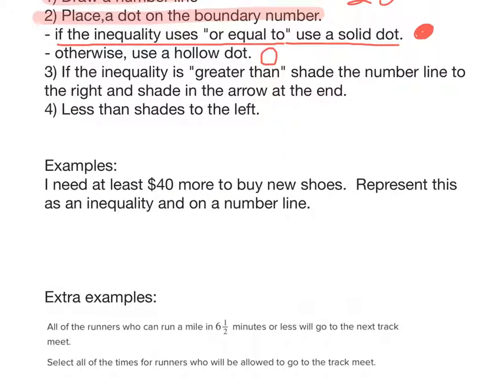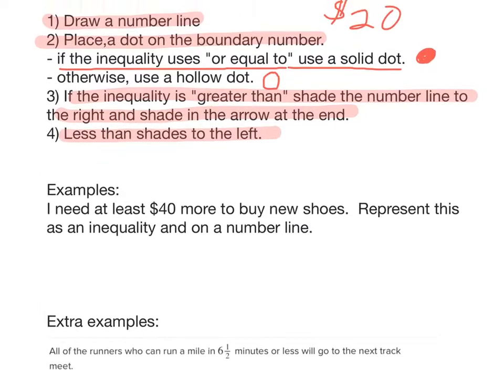Okay, number 3. If the inequality is greater than, shade the number line to the right and shade in the arrow at the end. Less than shades to the left. So I'm going to use these steps on the example below.